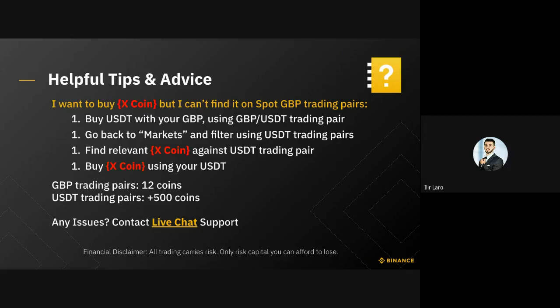And then it's the same going backwards if you want to sell the coin. If there is no respective GBP trading pair for that coin, you have to sell to USDT, and then you sell the USDT to GBP. So it's essentially an extra step. Like I mentioned, we have 12 coins in GBP, and we'll be adding more as time goes by. But for USDT, we do see a lot of variety, so you can definitely take your pick using USDT trading pairs. If there are any issues or problems with your orders, not seeing funds, or missing assets in your wallet, contact customer live support and attach any screenshots of the issue, and then they'll be able to assist you further.